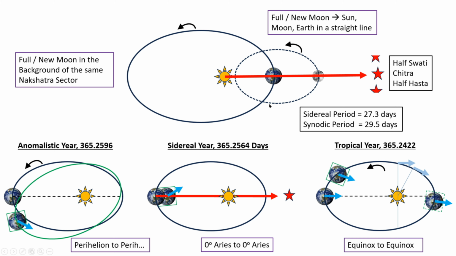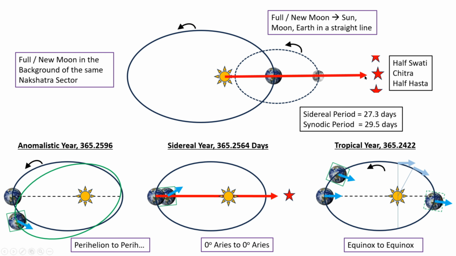So when this full moon happens in the background of the Chitra nakshatra, then that month ends. Similarly for the new moon we can define, but we'll just focus on the full moon to full moon thing. So this marks the end of Chaitra month and the beginning of the next month, which is called Vaishakha.